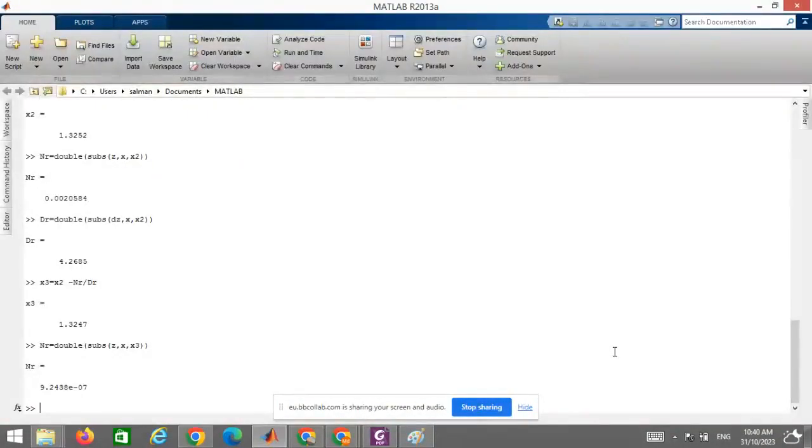So this is the numerator value. And where is the denominator value? This is the denominator. We take x cube. This is the denominator value. Okay, and then we will write this 9.2438.